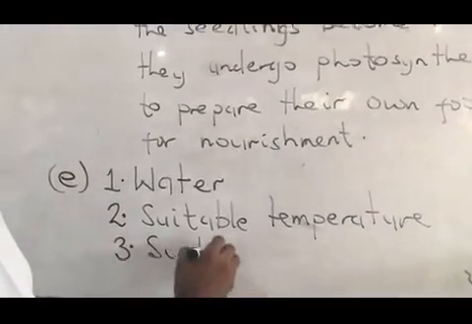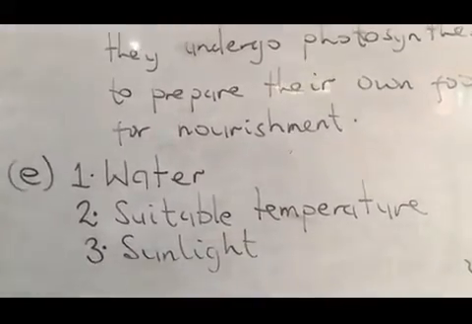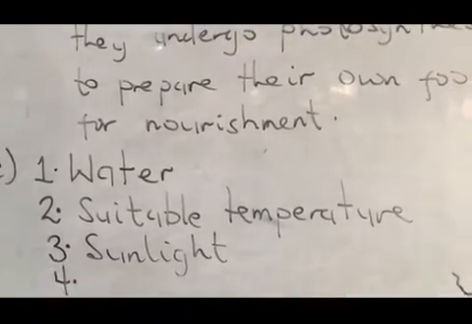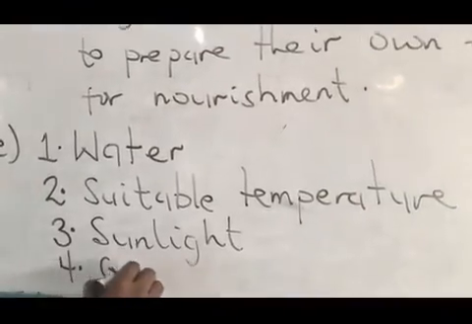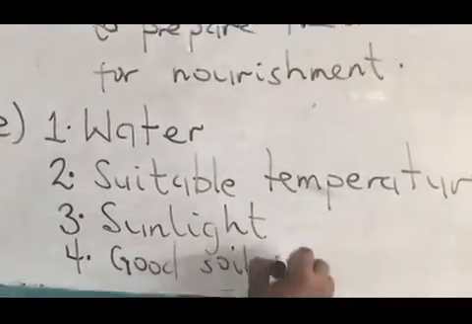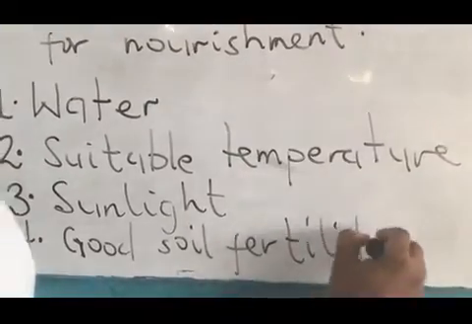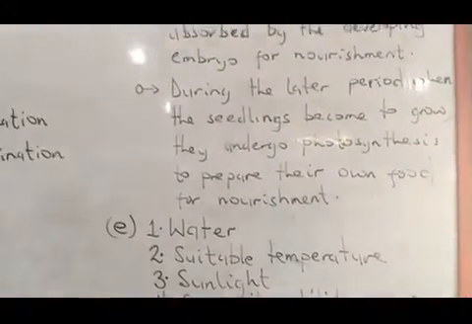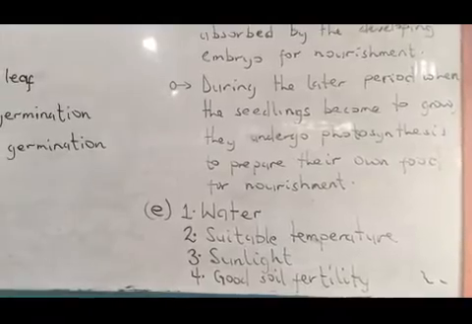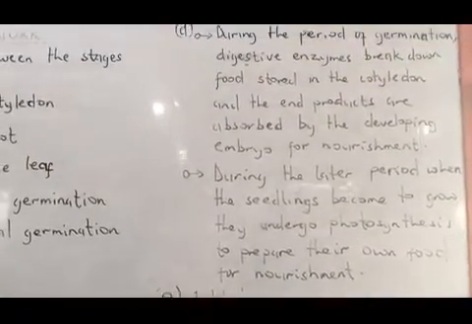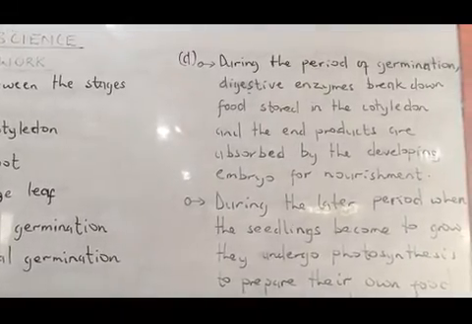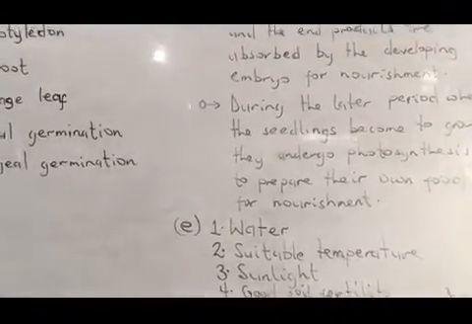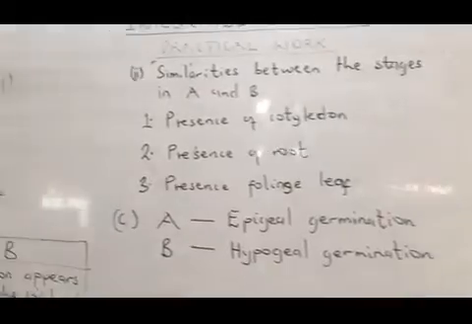And you also have sunlight. So they need sunlight to undergo photosynthesis to produce their own food. For them to grow, they also need good soil fertility. Can also talk about good soil pH, which is also an ingredient of soil fertility. So these are some factors that will affect the growth of the seedlings. That brings us to the end of question 24.